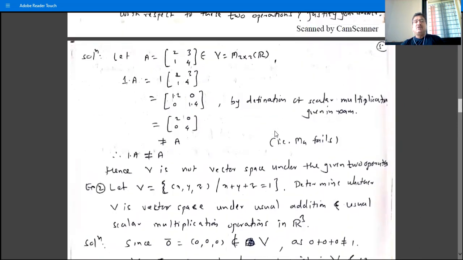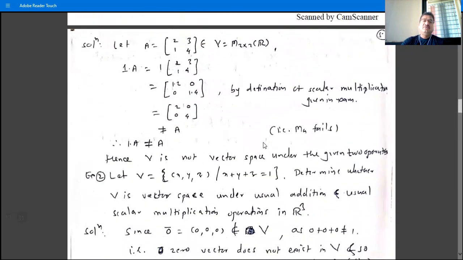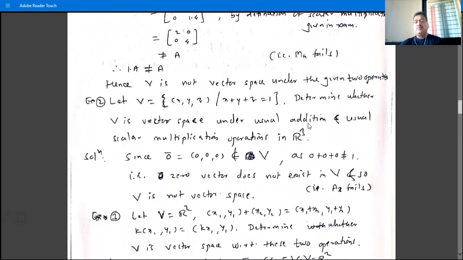So in order for the set to become a vector space, the set as well as the two operations, that is the addition and scalar multiplication, all three components are responsible. So not only the set or only the operations are responsible, all three factors are responsible. Sometimes the set is not satisfying the 10 properties, and in some examples the two operations, that is usual addition and usual scalar multiplication, are not satisfying the 10 properties.